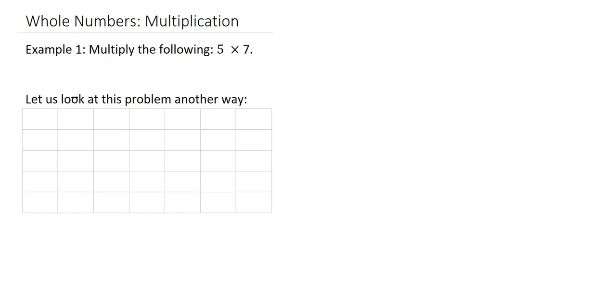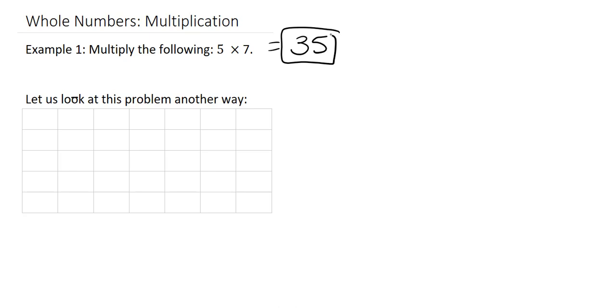Whole numbers multiplication. Example 1. Multiply the following: 5 times 7. Now, if we know our times tables, we know 5 times 7 is equal to 35. And that would be our answer.